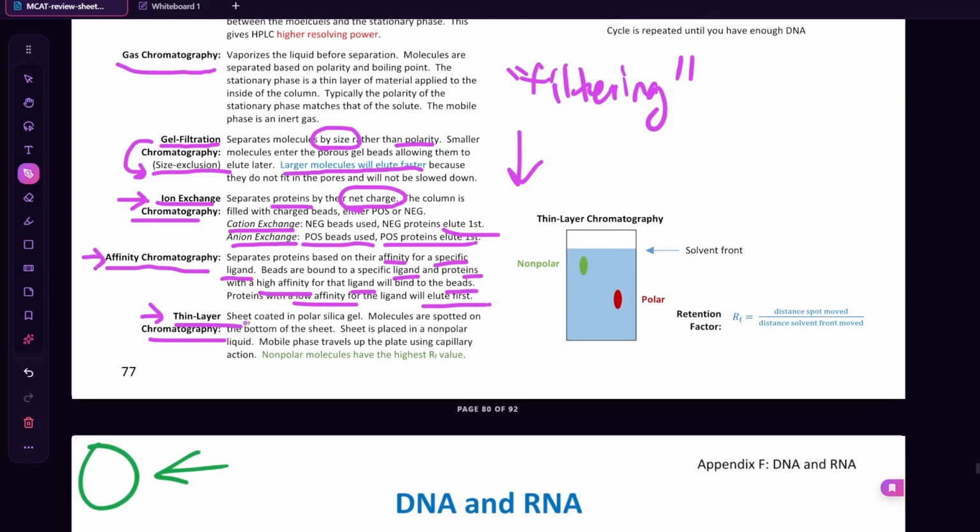For thin layer chromatography, there's a polar silica gel, and molecules are spotted on the bottom of the sheet. The sheet is placed in a nonpolar liquid, so the mobile phase travels up the plate using capillary action. Nonpolar molecules have the highest RF value.